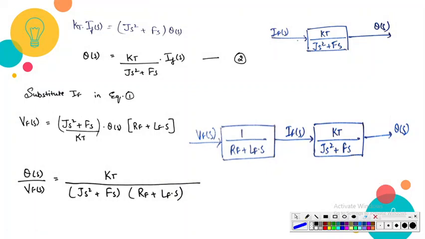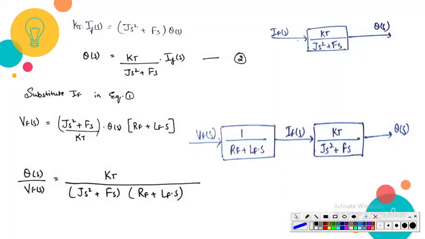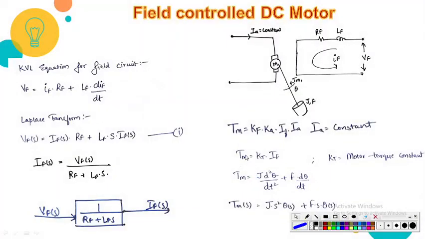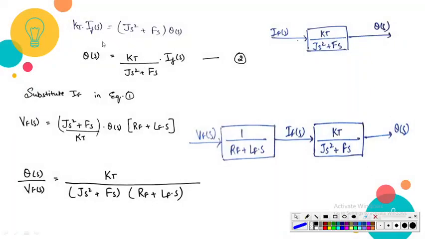So my KT into IF(s) will be equal to Js square plus Fs into theta s. From where did I get this? This Tm is nothing but equal to KT into IF(s), if you take the Laplace of it. So I've substituted this value over here. If I substitute it over here, then we can establish the relation between your theta s and IF(s).